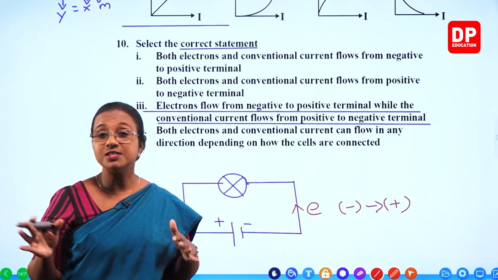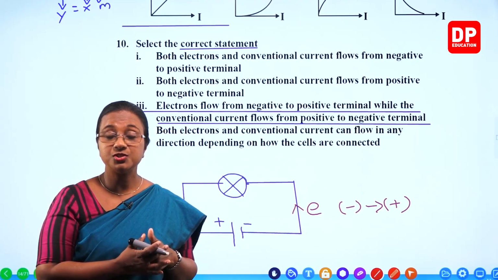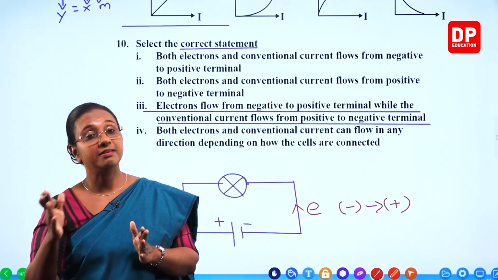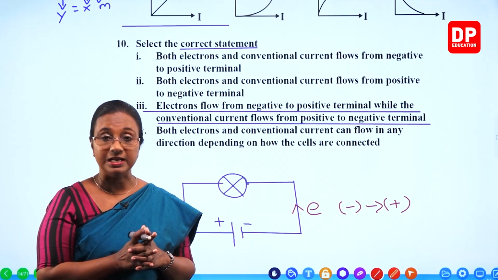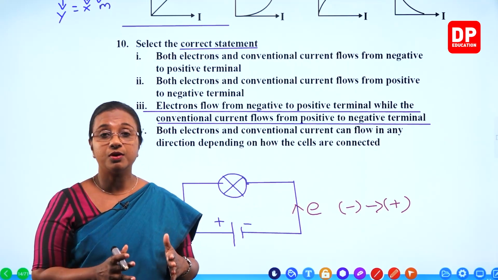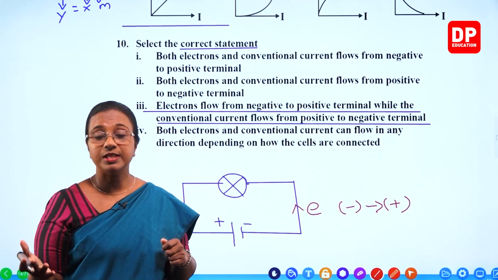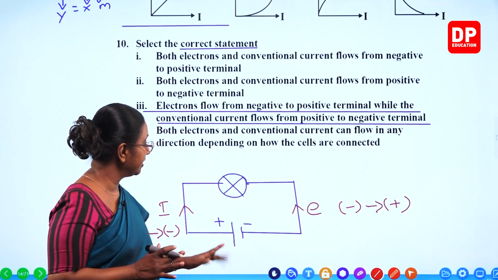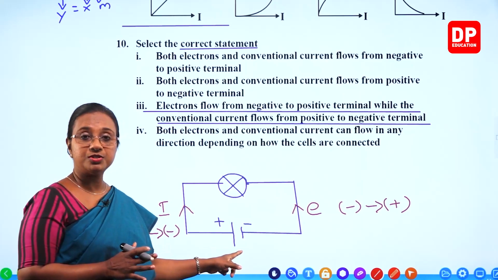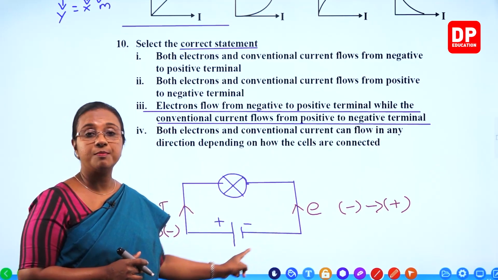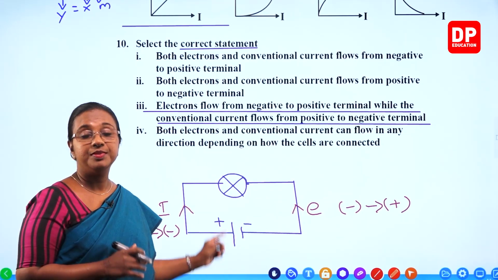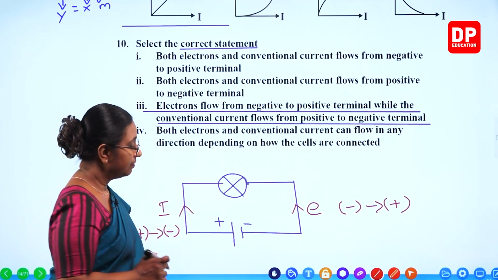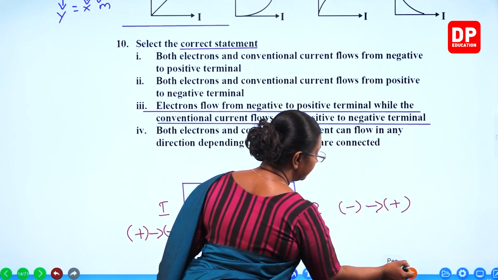If there is more than one cell, you all know that for a potential difference to exist, the positive terminal of one is connected to the negative of the next, like that. It has to be connected in the correct manner. Whether there is one cell or more than one cell, when they are connected properly and the circuit is completed, electrons always flow from negative to positive terminal, while current flows from positive to negative terminal. That is how it happens. So the third answer. With that, students, we'll move on to the next slide.